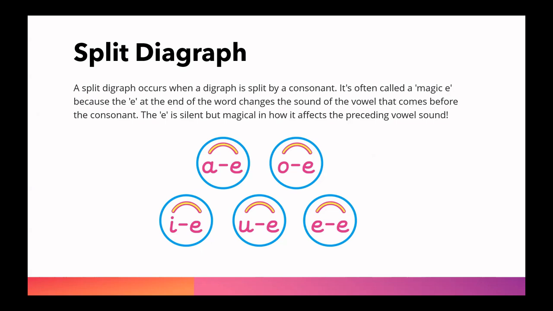Now, without the magic E, as I said, a split digraph will not happen. The magic E has an effect on the vowel. That magic E in the split digraph has an effect, and it changes the sound of that vowel, which is the A or the O or the I or the U or the E. So when we're teaching phonics, when you hear somebody say a split digraph, it's either one of these sounds that you can see on the screen.